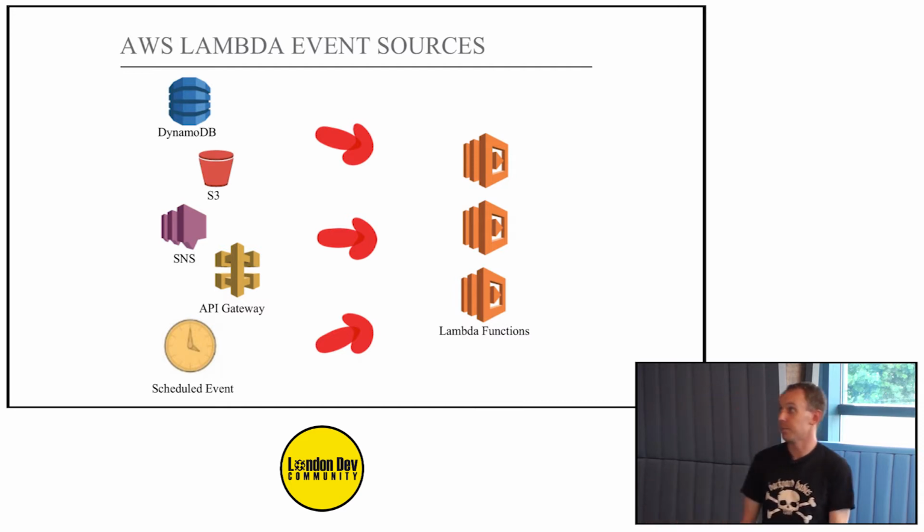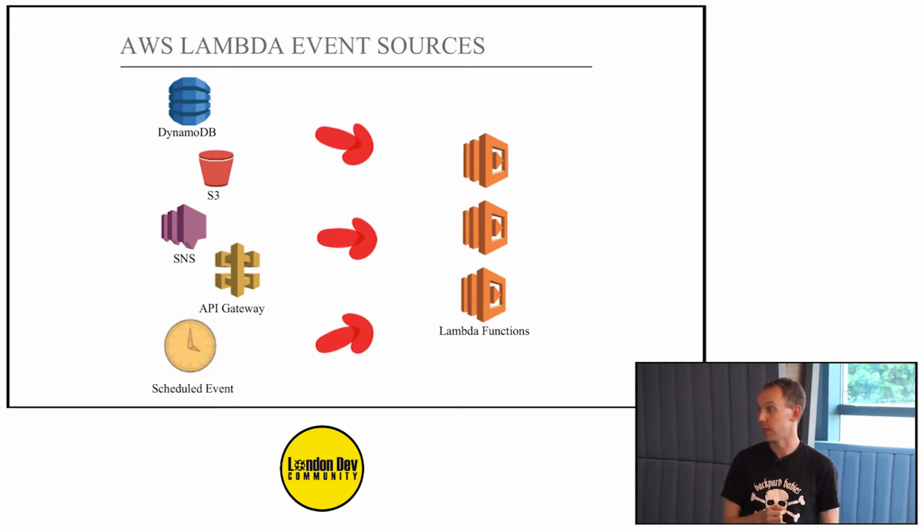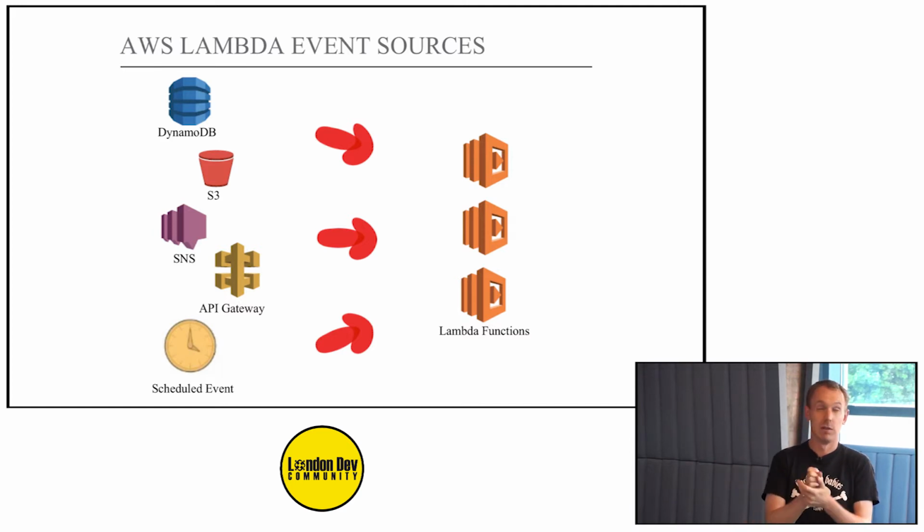So it talked about the event sources. So there are a myriad of event sources. These are just a few of the more common ones. So this is basically what triggers your function to be run. So again, this is in the AWS world. Similar things will apply in other cloud providers. So DynamoDB, which is one of AWS's database offerings.